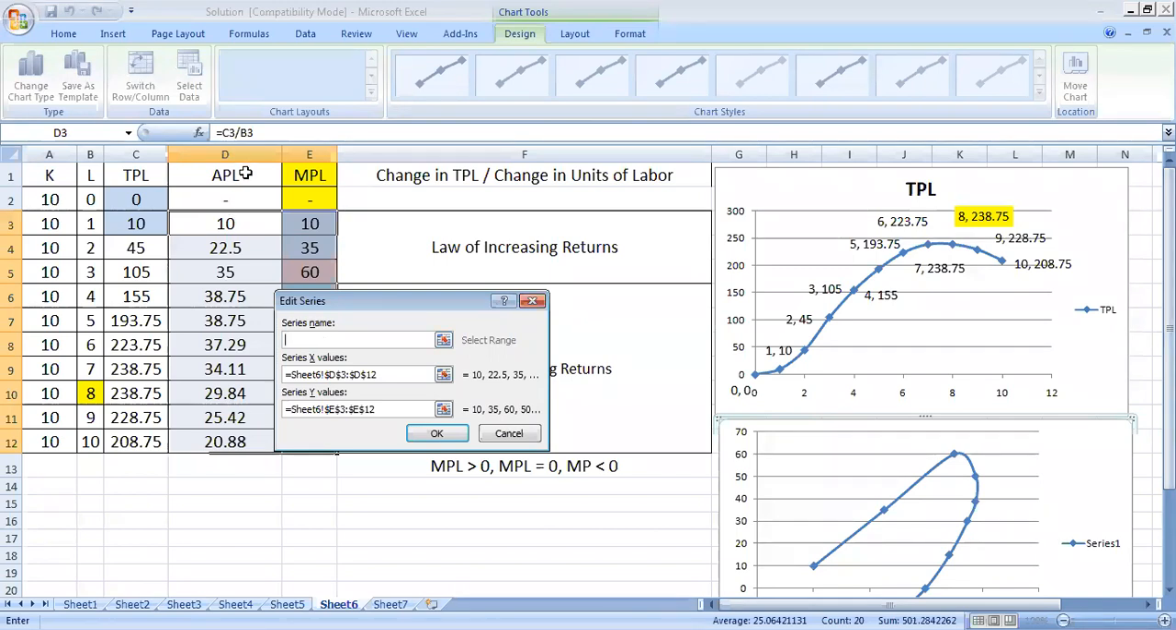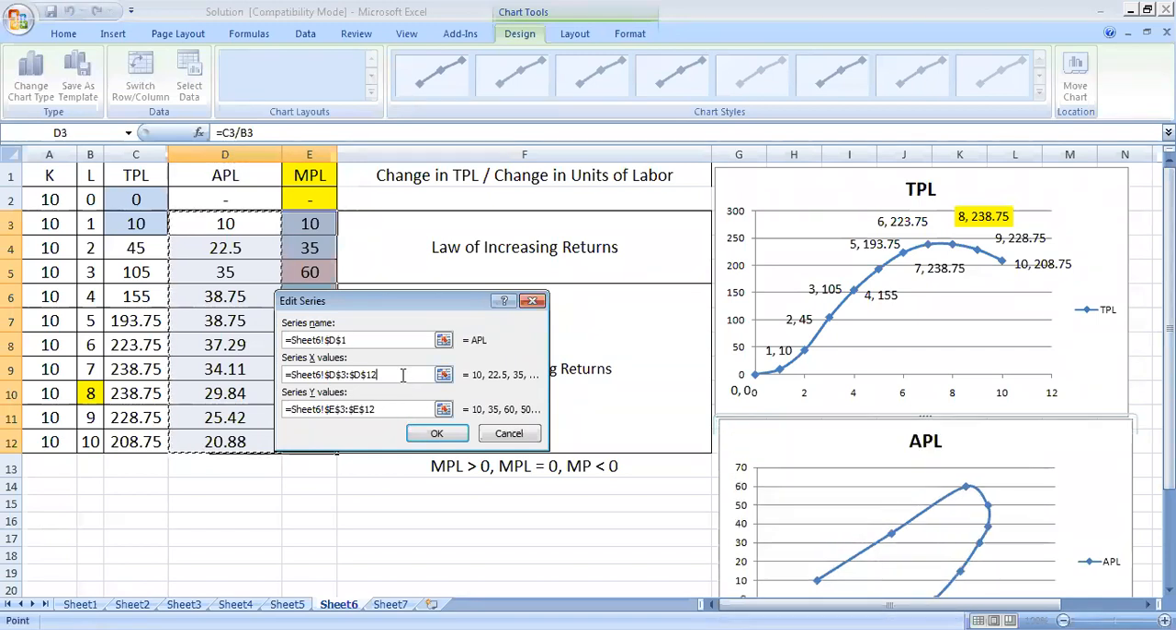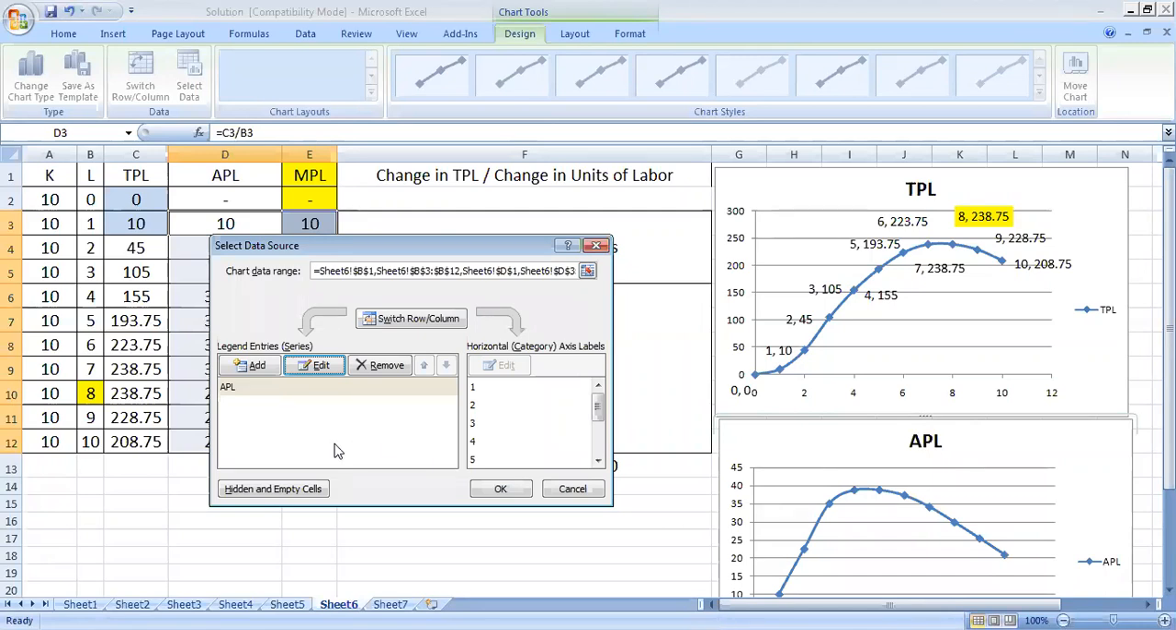It should be average product of labor. Along the x-axis, we must plot or consider units of labor, right? Along the x-axis, we must plot the values of units of labor. And along the y-axis, we must plot the values of APL. Okay, so when I apply this particular information, you could see the graph of APL. It is a little bit improved.